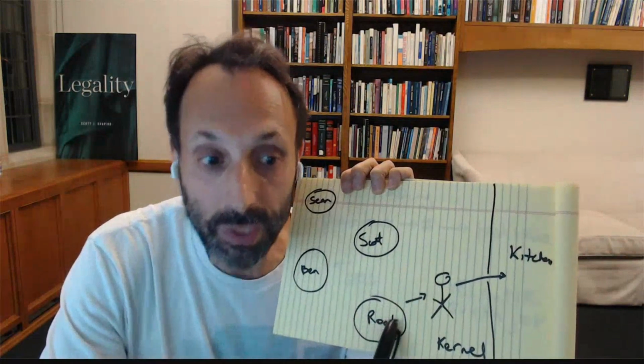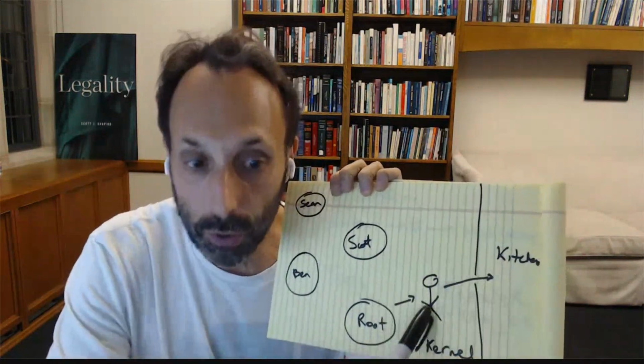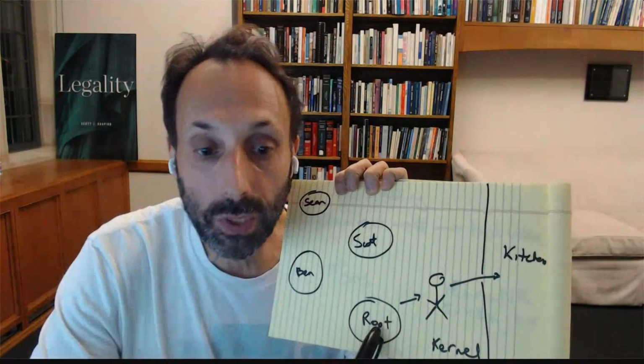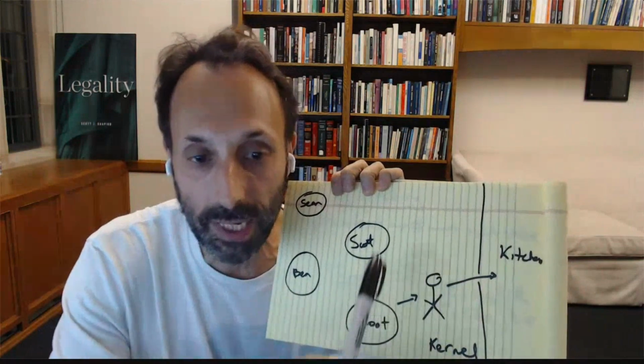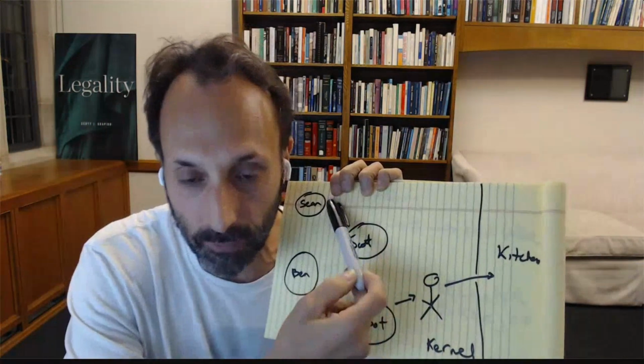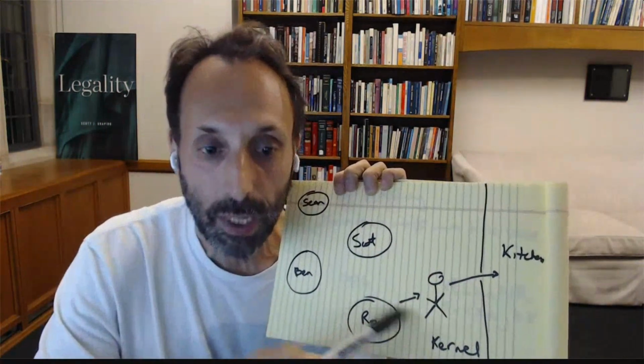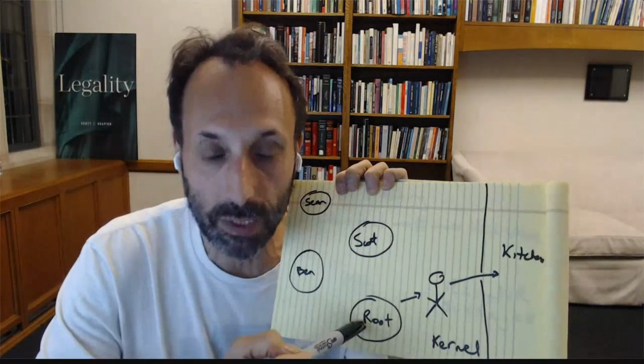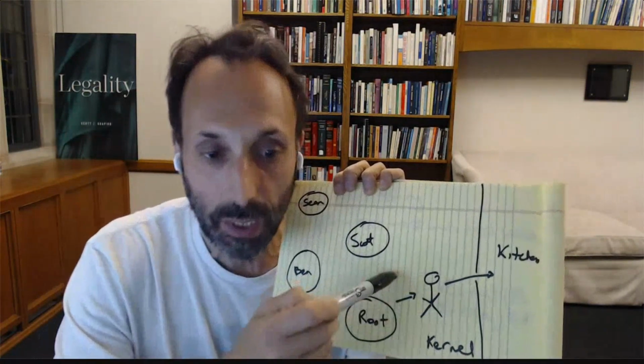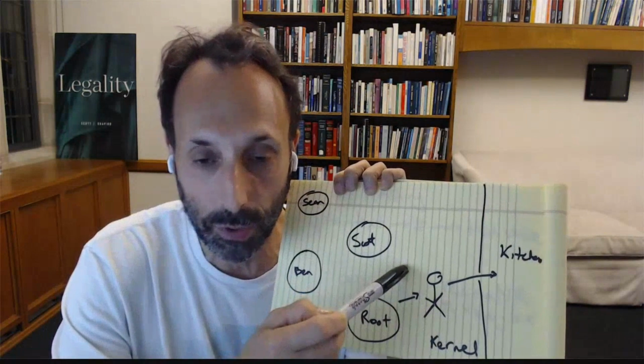But the root doesn't go into the kitchen. The kernel goes into the kitchen. So root can say, give me my food, but it also can say, give me Scott, Ben, and Sean's food. Okay, so the kernel is the one that does the running around. The root is the one who orders the kernel, so to speak, to do all the running around.